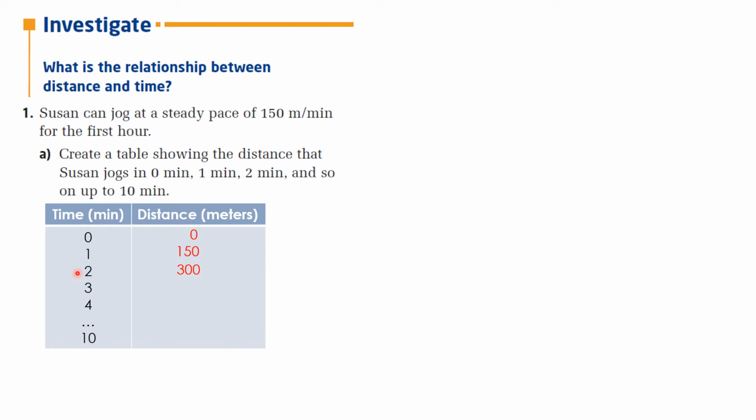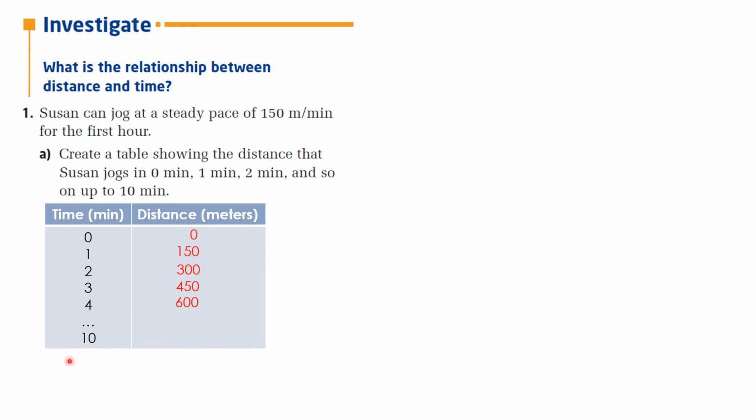She's doing 150 meters every minute. So every time she runs for another minute, she's done another 150 meters. So at 4 minutes, she's done 600 meters and so on. We have that pattern there. So we can skip down to 10.